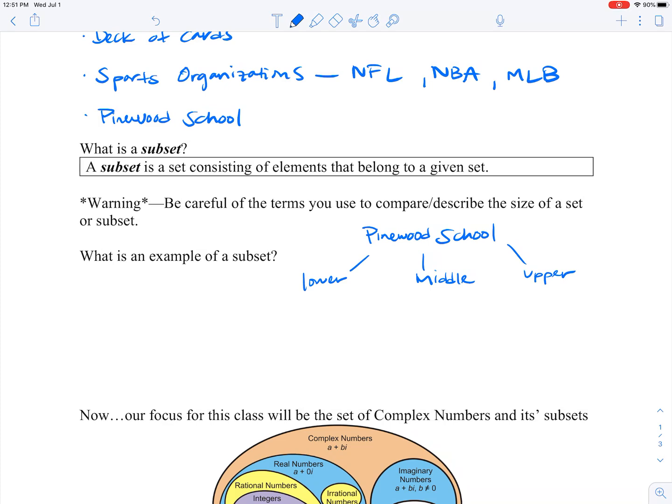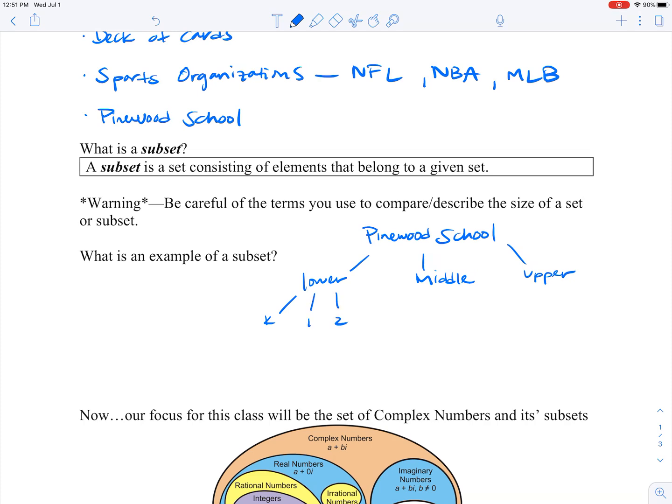And no student attends multiple campuses, so every student that belongs to one of those subsets is also a student at Pinewood, but you don't have elements from those subsets crossing over. Like a middle campus student does not also attend upper campus, at least not that I know of.